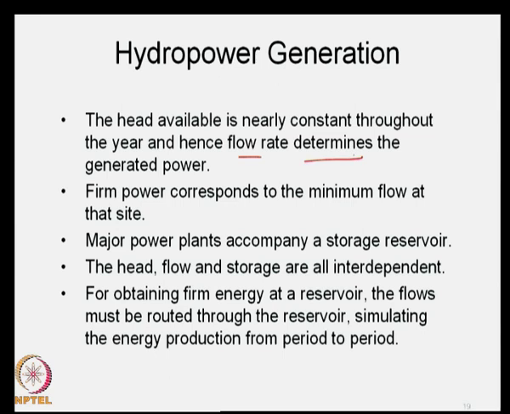Now, in such situations, remember what I said about firm power. Firm power is the minimum power that is available from a particular generating station, or the firm power is available with 100% reliability. Now, your H is constant and the power generated is dependent on Q and H, because H is constant and you are looking at the minimum power or the firm power. What will be the firm power? The firm power will correspond to the minimum flow that comes in the river. So, the minimum flow determines the firm power in the run of the river system, because your head remains constant.